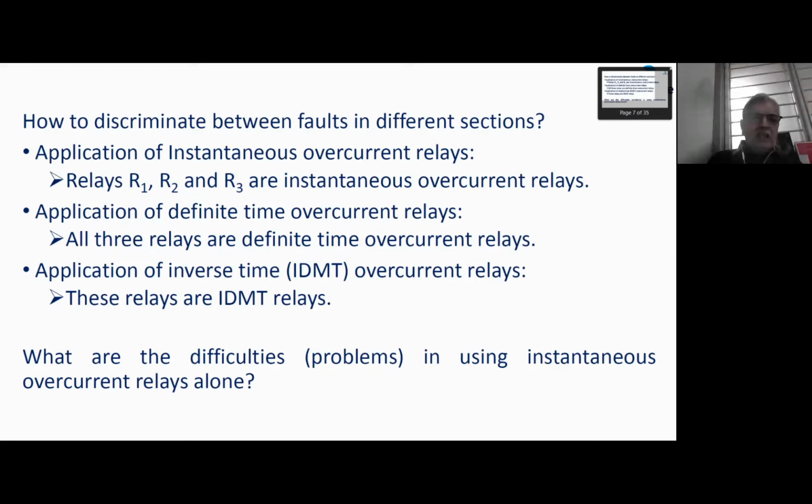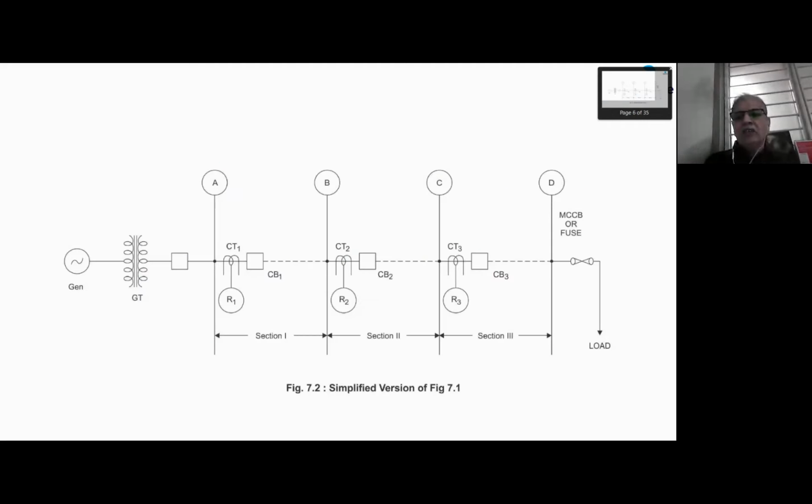Discrimination can be done in 3 different ways. One, you can apply the instantaneous overcurrent relays. That is discrimination using current as a discriminating quantity. In that case, all these relays R1, R2 and R3 are instantaneous overcurrent relays. That means they will operate instantaneously once the current exceeds pickup. So there is only one setting, pickup setting. R1 is set to reach up to B. R1 will reach up to B. R2 reaches up to C and R3 reaches up to D.